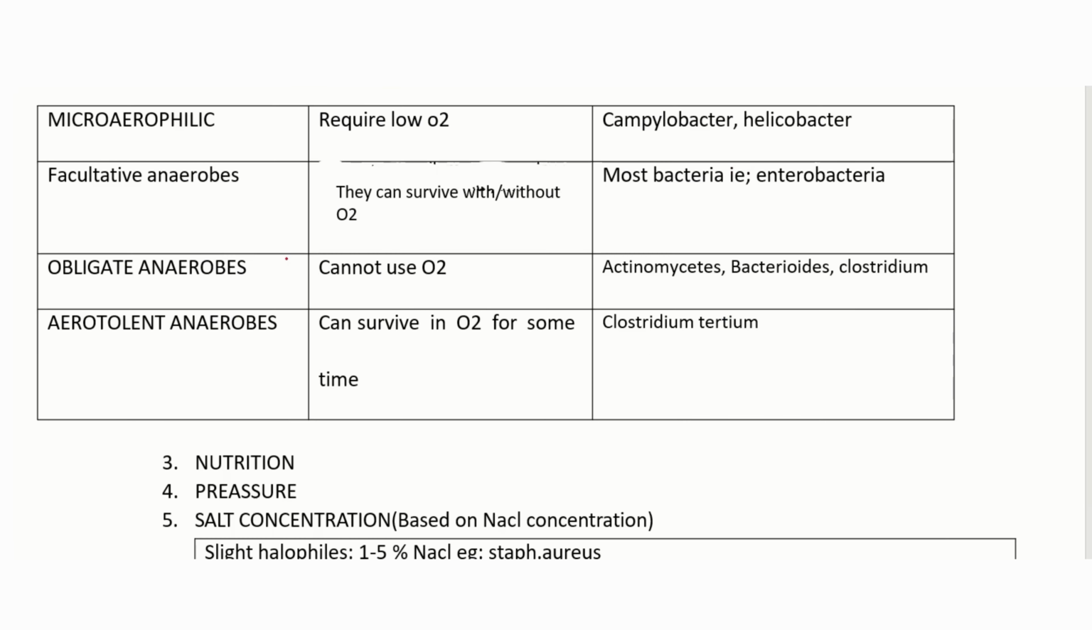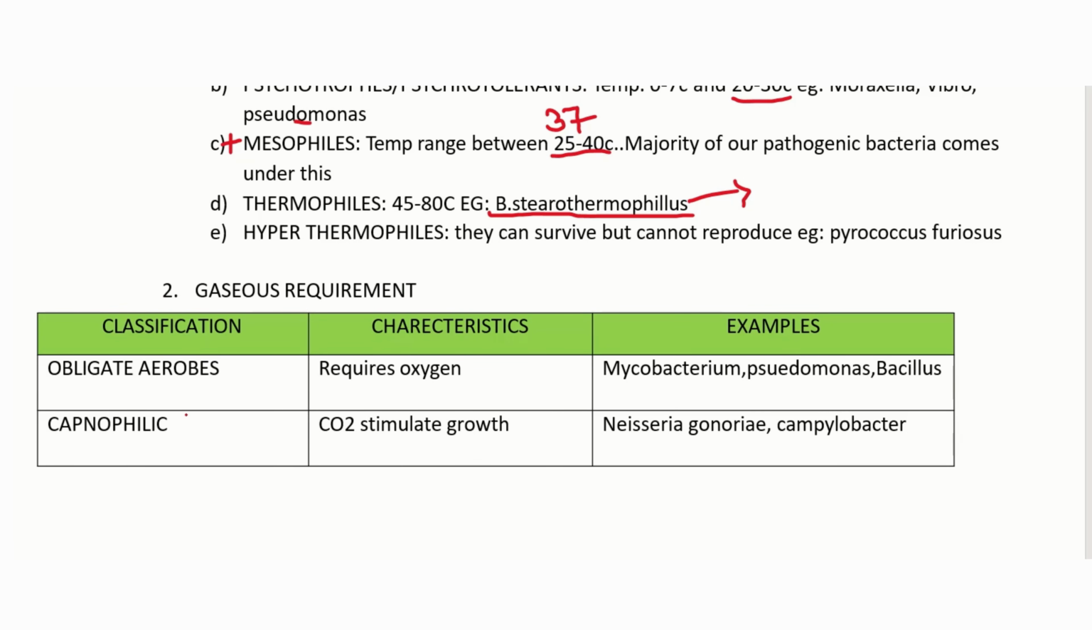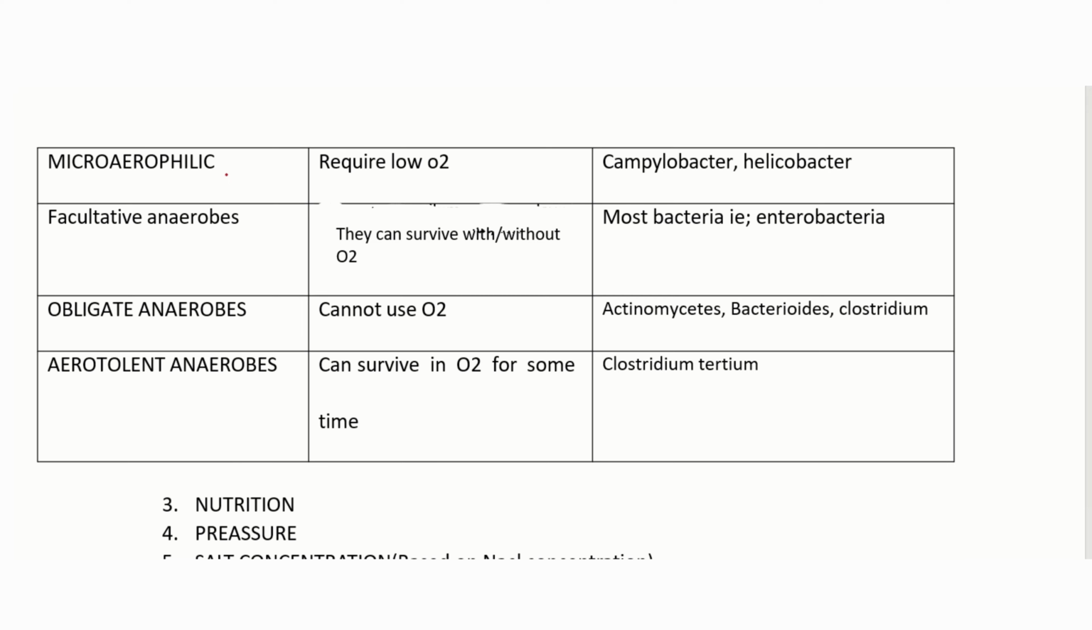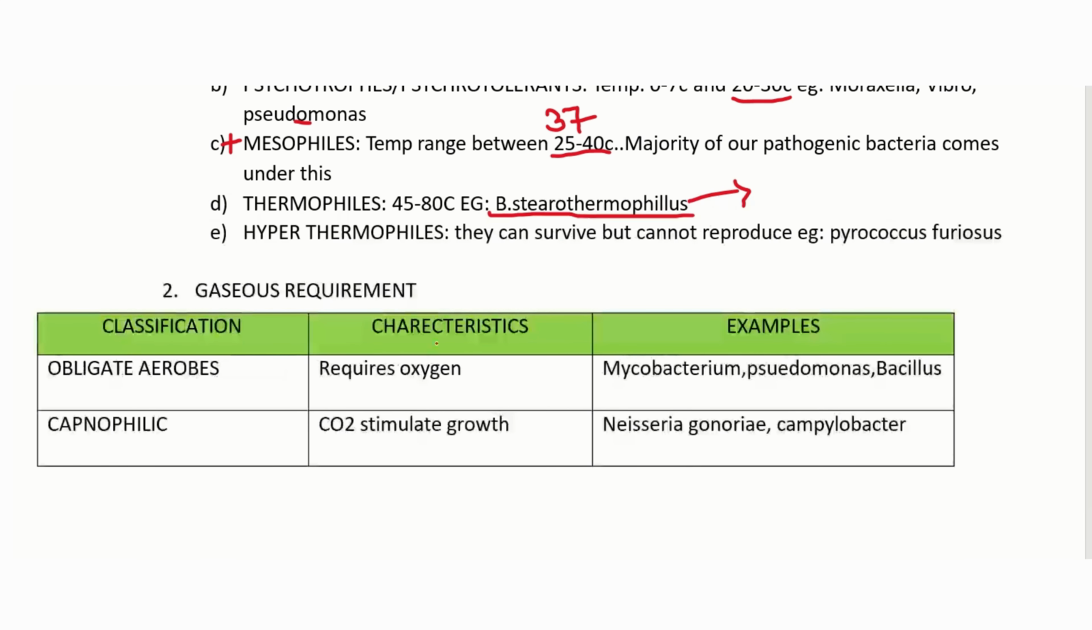The next one is gaseous requirement. There are aerobes, capnophilic, microaerophilic, facultative anaerobes, obligate anaerobes, and aerotolerant anaerobes. So I have prepared mnemonics for all this, which will make your study easy. I will explain those mnemonics and teach you in the later classes or next classes. So first, let's go through this.